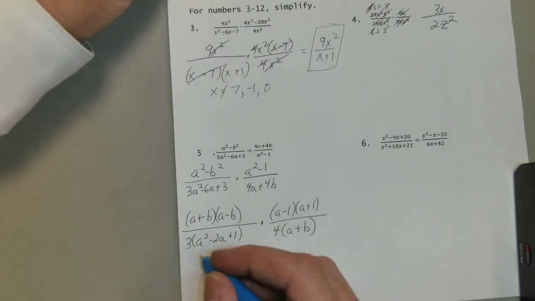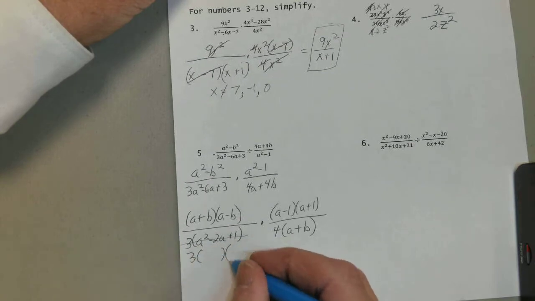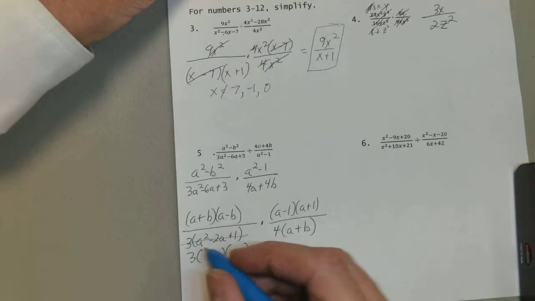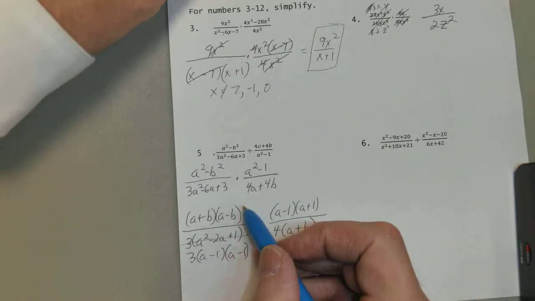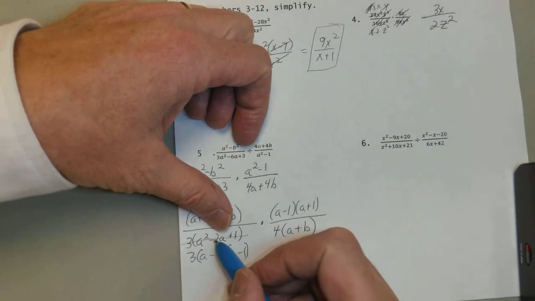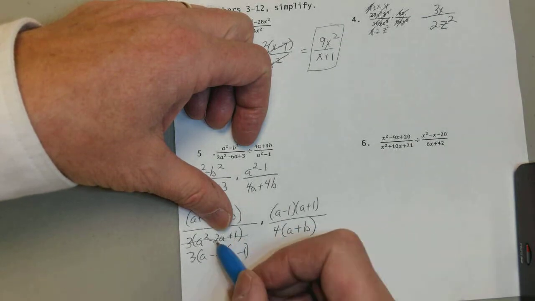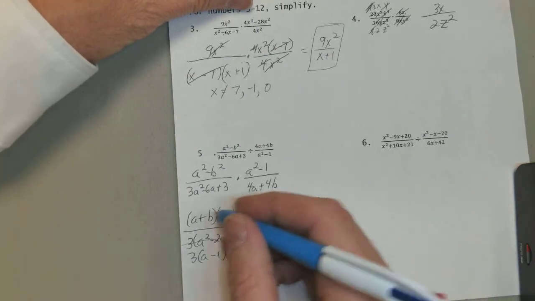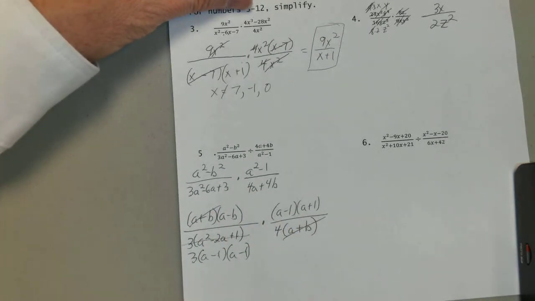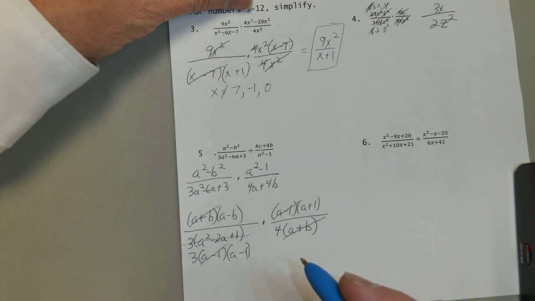All right. And I'm going to do one more thing here. I'll write the 3. I think that factors. I think that's a minus 1 times a minus 1. You know, what multiplies to 1 and adds to negative 2. Negative 1 times negative 1 is 1. Negative 1 plus negative 1 is negative 2. All right, we're ready to start crossing stuff off. The a plus b's go. This a minus 1 will go there. A minus 1 there.